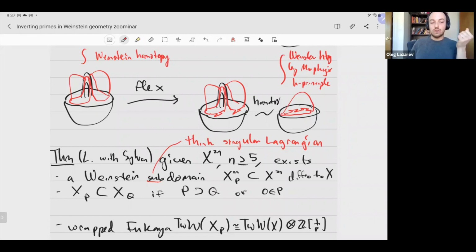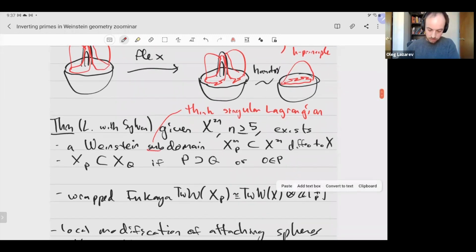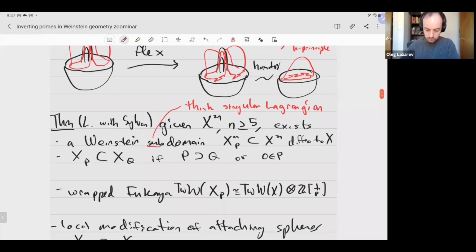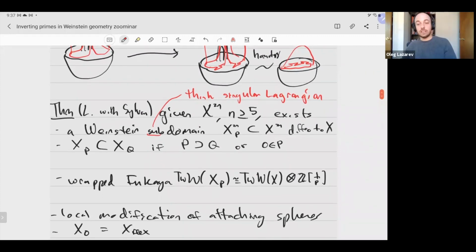And furthermore, remember, you can do this for sets of primes: X sub P is going to be sitting inside of X sub Q if P is a set of primes that contains Q, or P contains 0. And furthermore, this construction is a local modification of the attaching spheres, just like in flexibilization. And furthermore, if you take P to be 0, which is going to be a prime for the sake of this talk, then you actually get the flexible Weinstein structure.